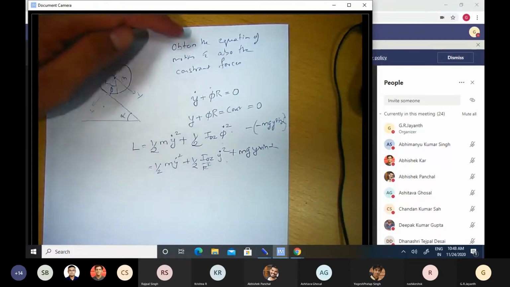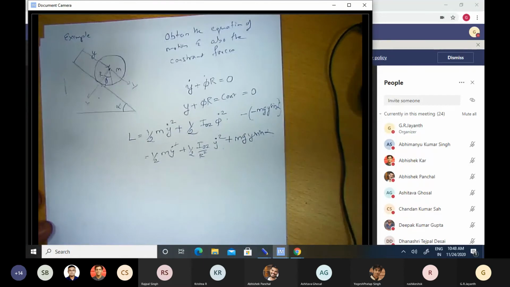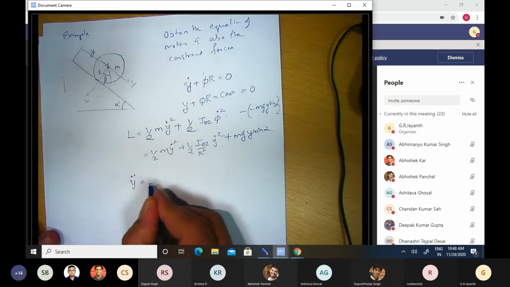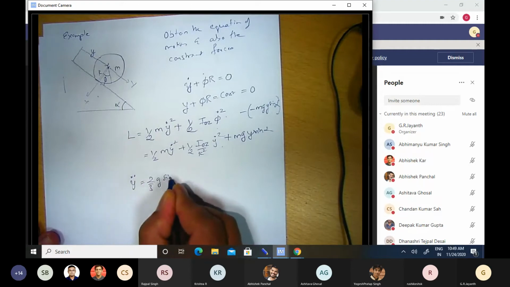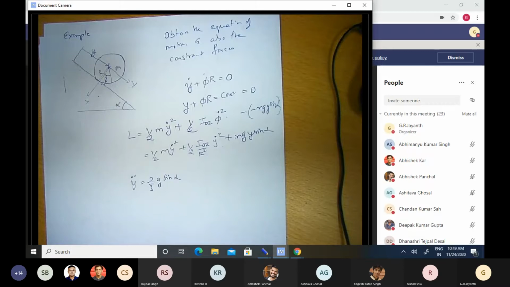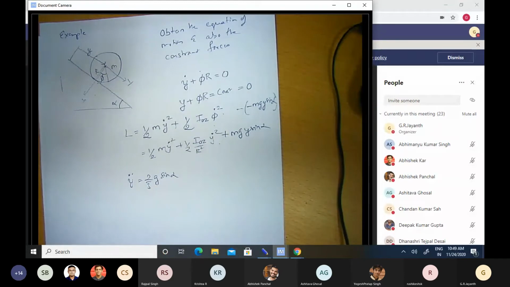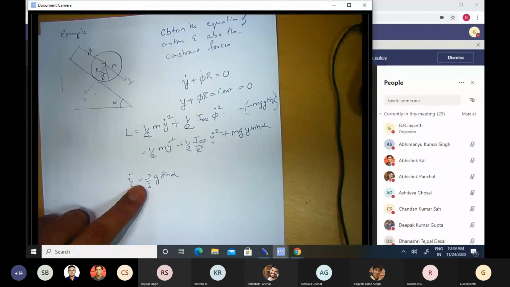If we are only interested in obtaining the equation of motion, that equation ends up being something like this: y double dot, for a solid disk, equals 2/3 g sine alpha. That's it. It will accelerate down with uniform constant acceleration, and that acceleration will be equal to 2/3 g sine alpha. If this was simply a particle, it would have accelerated down at the rate g sine alpha. You have done such problems in your 11th and 12th standard. But because there's also a rotational motion involved, the acceleration will not be exactly g sine alpha, but 2/3 of it.